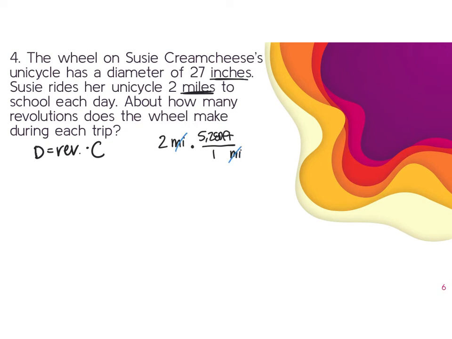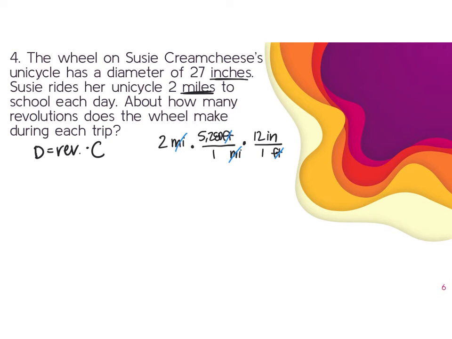Miles will cancel. I'm going to multiply again because I don't want it left in feet. I want it left in inches. I'm going to put feet in the denominator. That way feet and feet will cancel. I know that there are 12 inches in 1 foot.